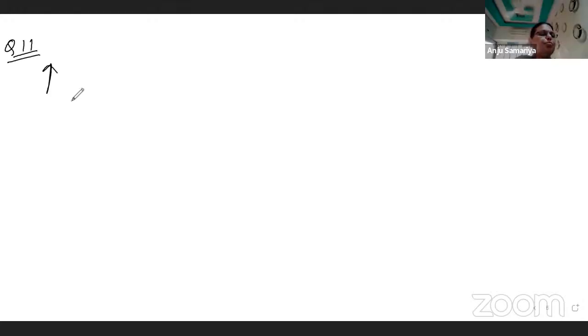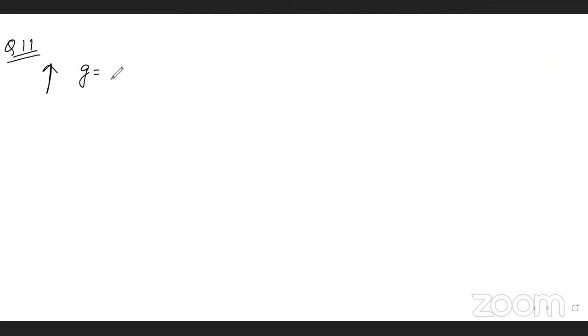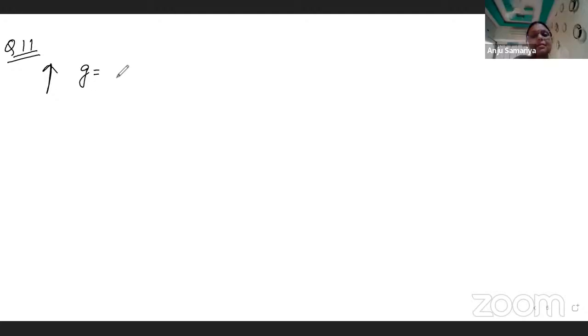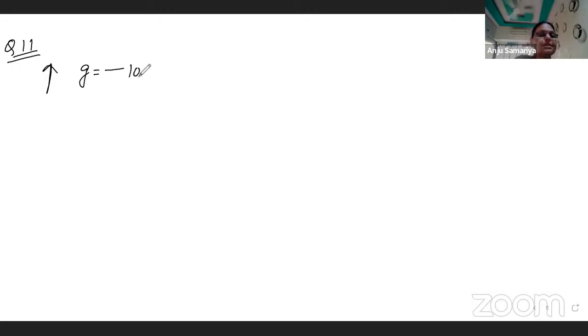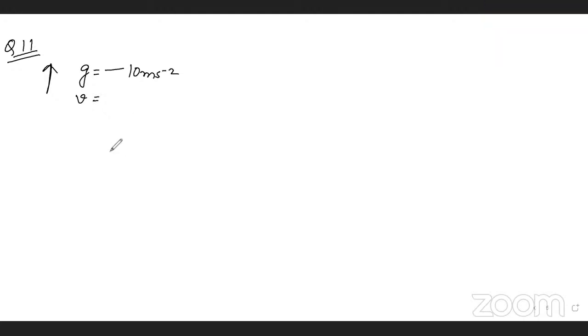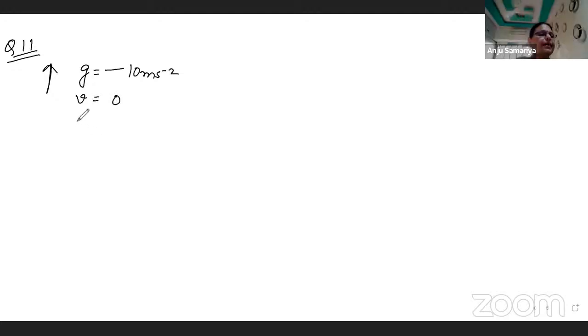A ball is thrown vertically up. What will be g? Tell me quickly, what will be g when a ball is thrown vertically up? 9.8, plus or minus? Minus. Yes, minus, it is given 10 meter per second square. So we will put 10 meter. What will be V when a ball is thrown up? What is V? 0. Yes, 0.